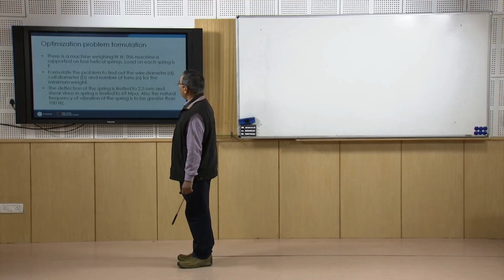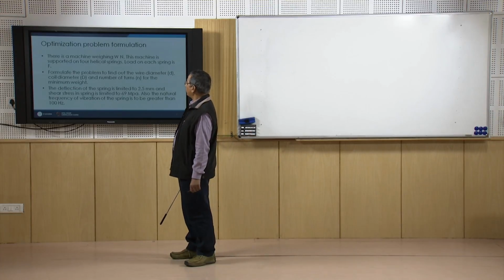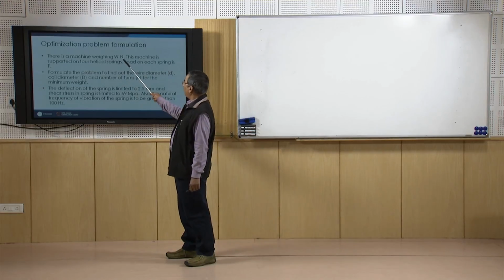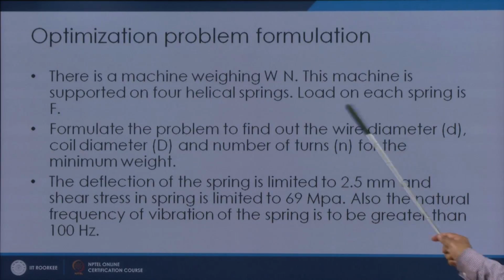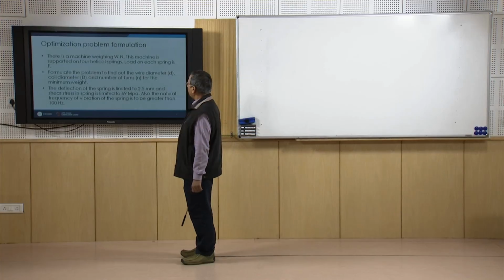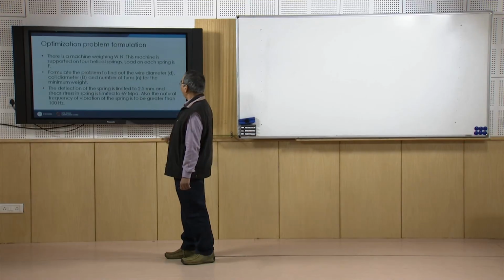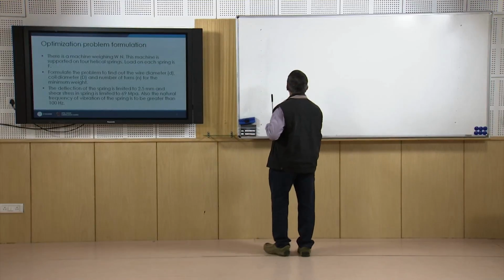So, coming back to the optimization problem formulation, we can take a simple example. Say that there is a machine weighing say W Newton, and this machine is supported on 4 helical springs, and load on each spring is F, which will be nothing but say W by 4. Now, the question is to formulate the problem to find out the wire diameter, the coil diameter and number of turns for the minimum weight.